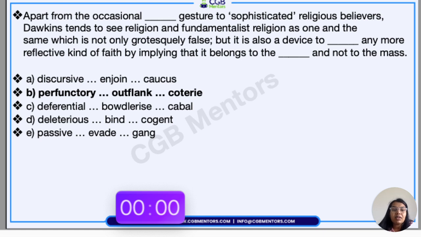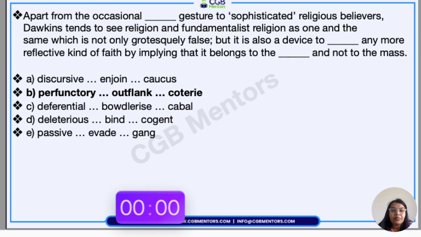Perfunctory means it is brief. Okay, it is something which is there for a short period of time, जिसे हम fleeting भी बोलते हैं. It could also mean something जहाँ पे बहुत ज़्यादा interest नहीं है. So apart from occasional casual gesture to sophisticated, quotation है ना, religious believers, Dawkins का दूसरा तरीका है देखने का. It sees both a religion and fundamentalist religion as one and the same, which is not only grotesquely false, but it is also a device to outflank any more reflective kind of way.